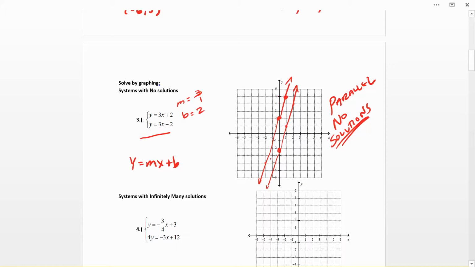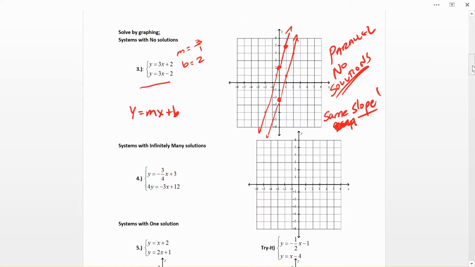Something to keep in mind, in order for lines to be parallel, notice that their steepness has to be exactly the same. And so a good check when you go to draw your graph: if your slopes are the same, the lines that you graph will end up looking parallel, and then they will never cross, and you get no solution. And you can write that as 0 with a slash through it if that makes you happy.